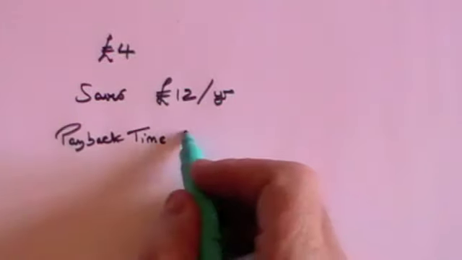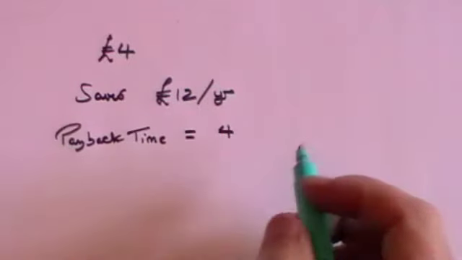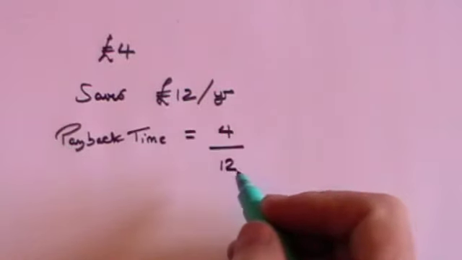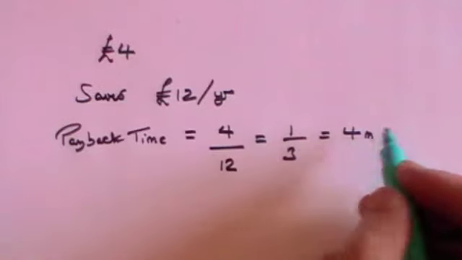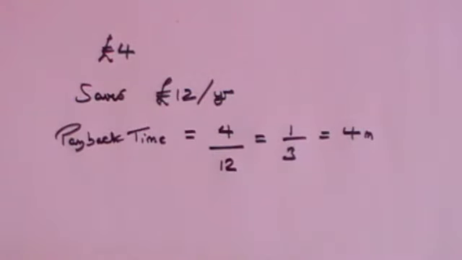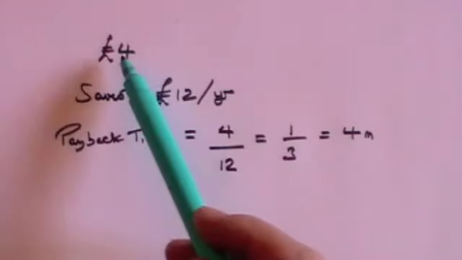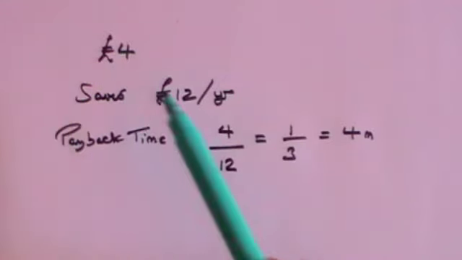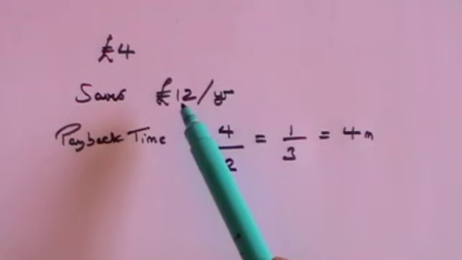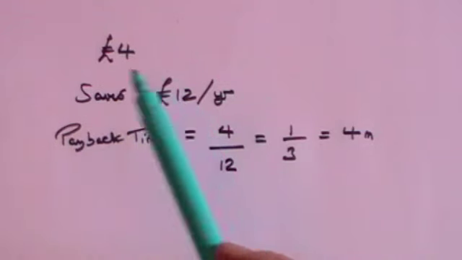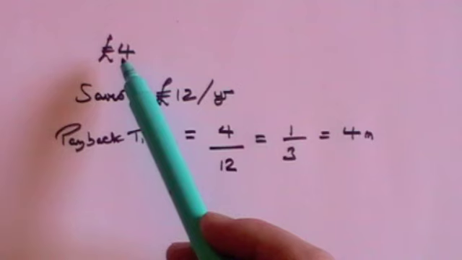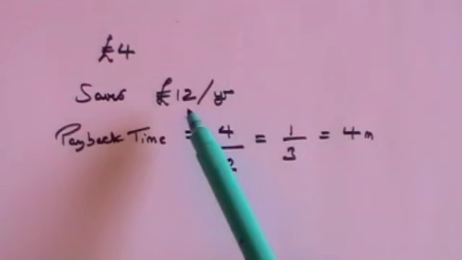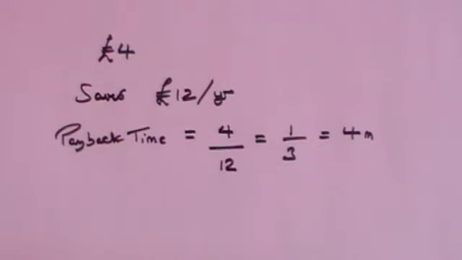£12. And the payback time is the initial additional cost divided by the annual saving, and that is 1/3, or if you like, 4 months. So the payback time is 4 months. In 4 months you will have recovered the extra £4 outlay because you will have saved £4 in electrical costs. Provided the light bulb is still going, after a year, even though it cost you £4 more to buy the bulb, at the end of the year it will have saved you £12, so you're £8 better off.